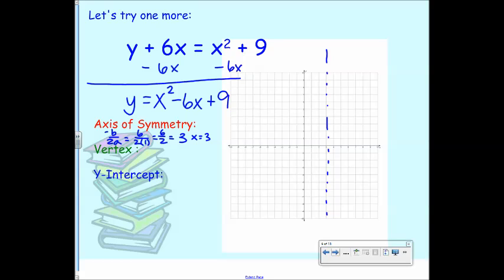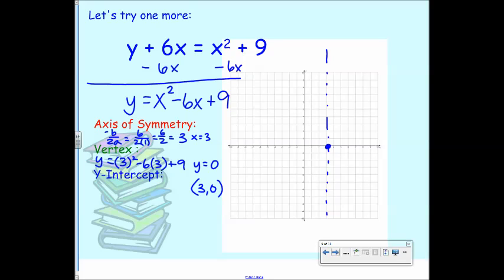How do I go about finding my vertex now? Plug it in. So y equals 3 squared minus 6 times 3 plus 9. What's 3 squared? What's 6 times 3? 18. What's 9 minus 18? Negative 9 plus 9? 0. So y equals 0, so what's my vertex? 3, 0. Good. Okay, so 3, 0. So my vertex ends up being right here. So I now plot that vertex.